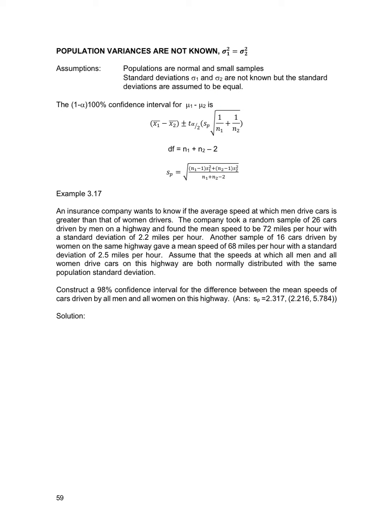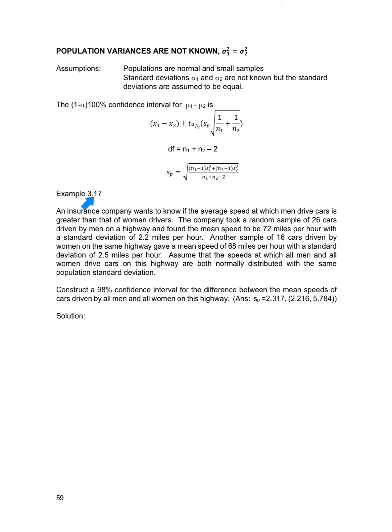So the confidence interval is given by x bar 1 minus x bar 2 plus minus t alpha over 2 times the pooled standard deviation times square root of 1 over n1 plus 1 over n2. And the degree of freedom is given by n1 plus n2 minus 2. But we need to calculate first the value of the pooled standard deviation. This is given by the square root of n1 minus 1 times s1 square plus n2 minus 1 times s2 square, over n1 plus n2 minus 2.